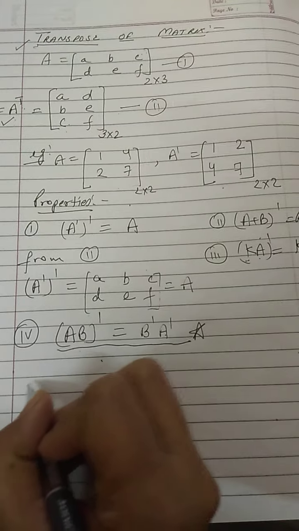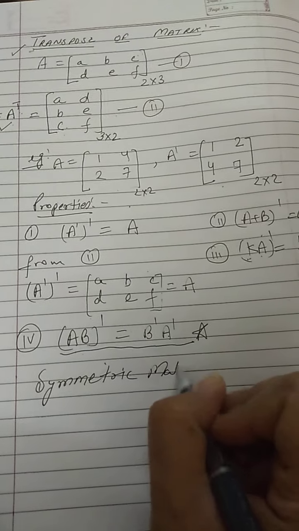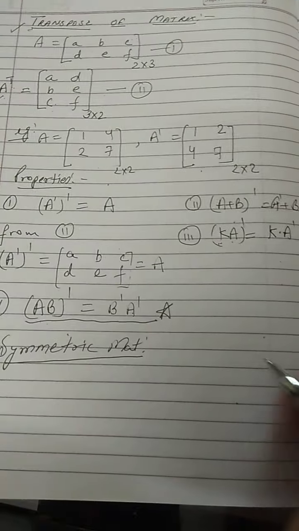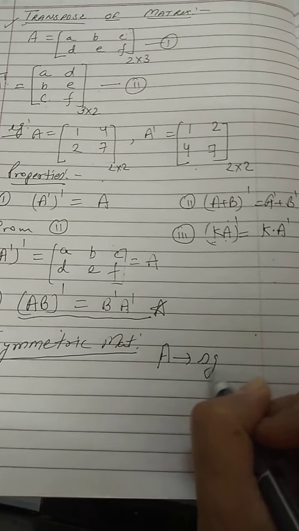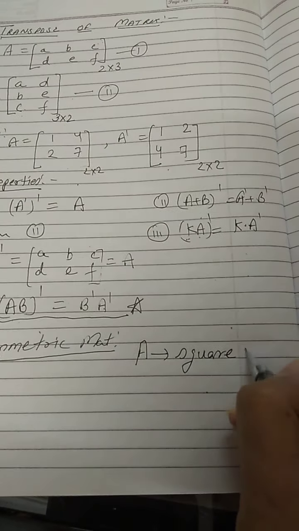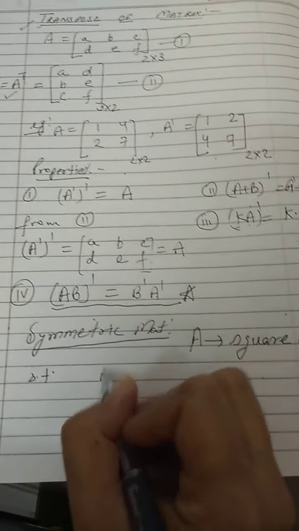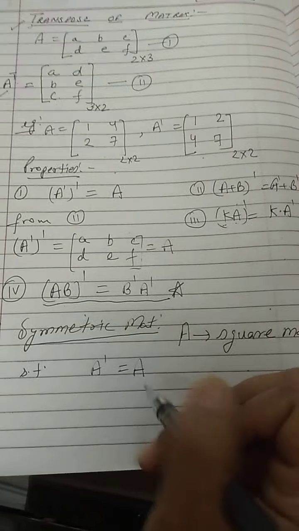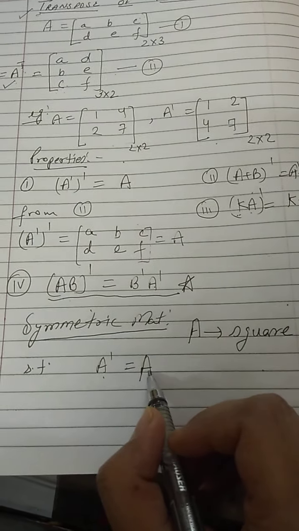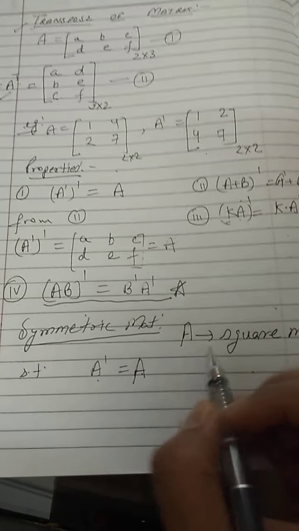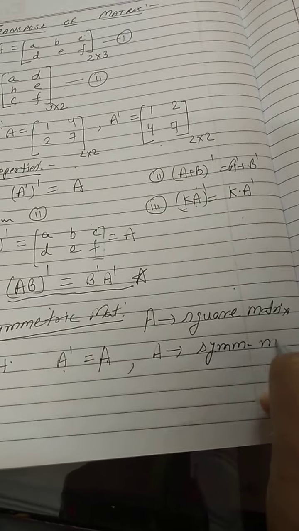Okay, the first is symmetric matrix. Now what is a symmetric matrix? If I take any matrix A and this A matrix is a square matrix only. If I take a square matrix, right, such that the transpose of A is equal to A only. It means when I take the transpose of the matrix, it is the same matrix again that I am getting, then this A will be called a symmetric matrix.